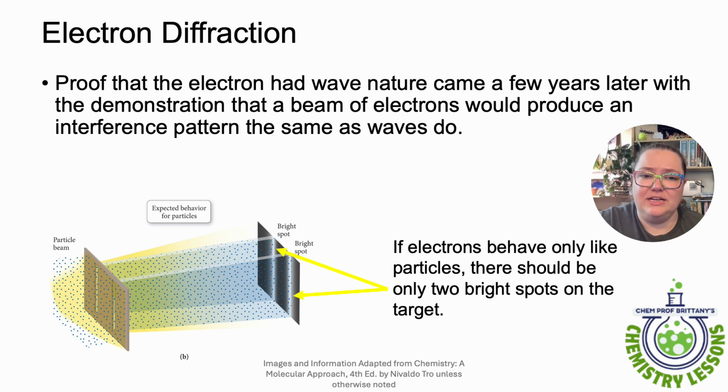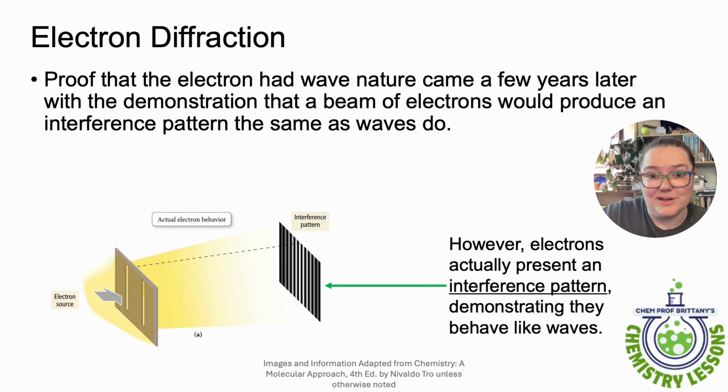So this is what we expected for the behavior of electrons, right? We thought they would come through here, travel in a straight line, go there. And so on the detecting plate, film, whatever it was they used, they expected to have two bright spots. However, that's not what happened. What they actually got was what we call an interference pattern, where we've got some bright lines, and some dimmer lines, and then some dark spaces where there was destructive interference. And this shows that they behave like waves.